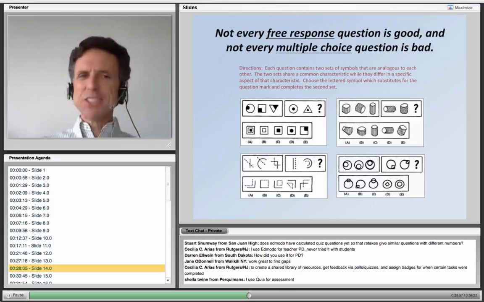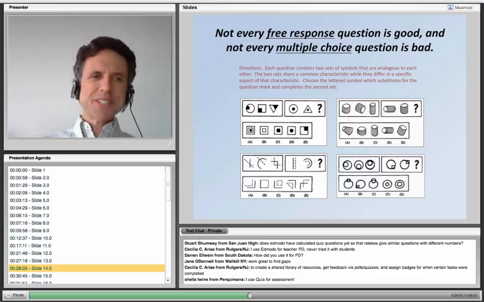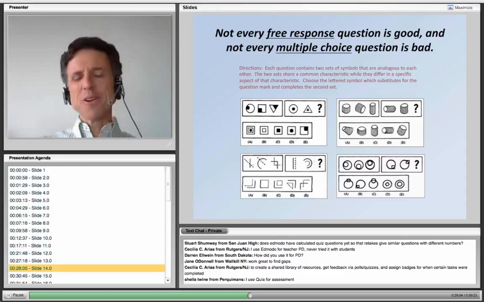And for that reason, you shouldn't necessarily rule out multiple choice. Some multiple choice is kind of interesting. And you shouldn't necessarily say just because it's not multiple choice, it's better. The truth is it comes down to the quality of the question, not the format of it.